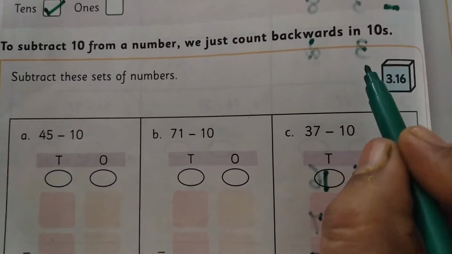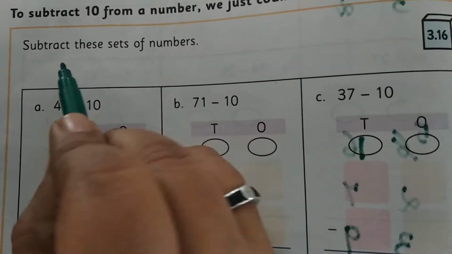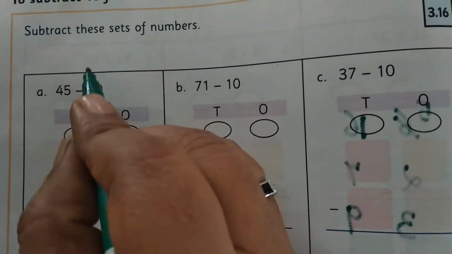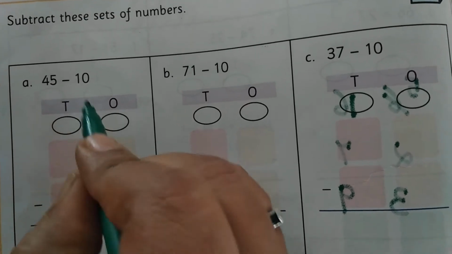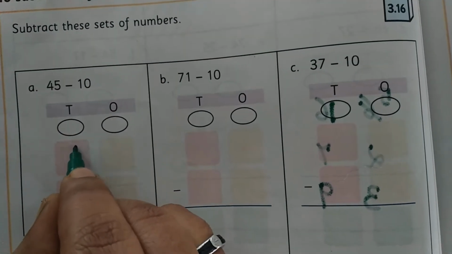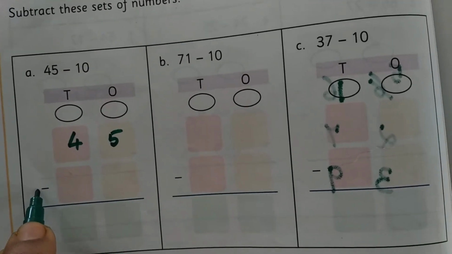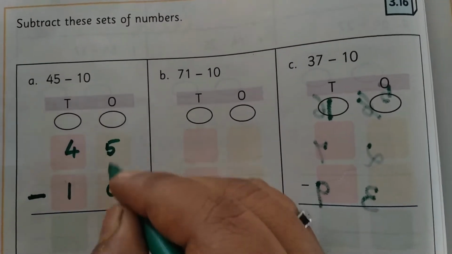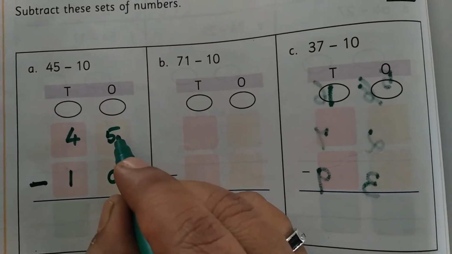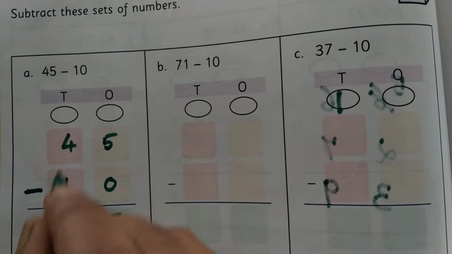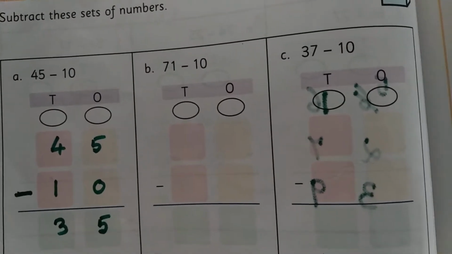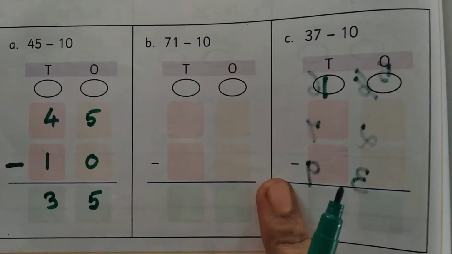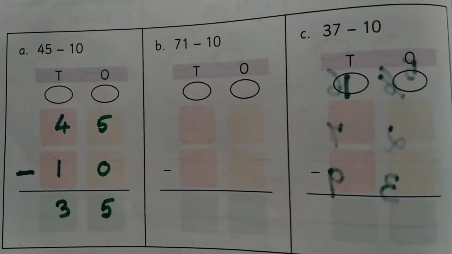Next we are going to see activity 3.16. Subtract these sets of numbers. You have to do the subtraction only. See the first sum, 45 minus 10. You have to write the number 45, minus. Which operation? Minus. This is very important. Then write 10. Now, as usual, do the subtraction. 5 minus 0, 5. 4 minus 1, 3. Like this, these two sums you have to do by yourself. Sit along with your parents and complete these two sums.